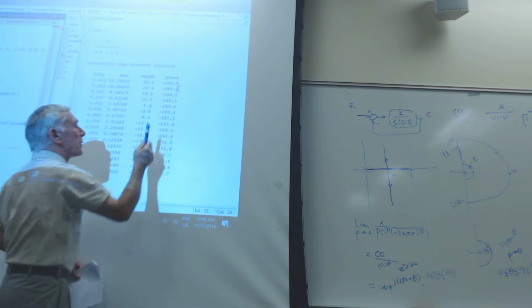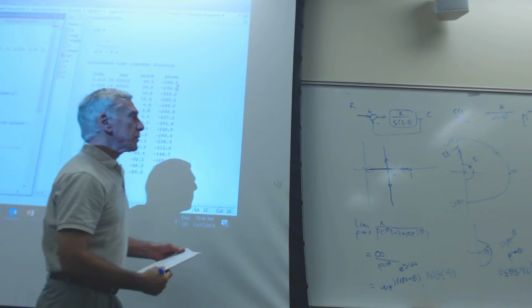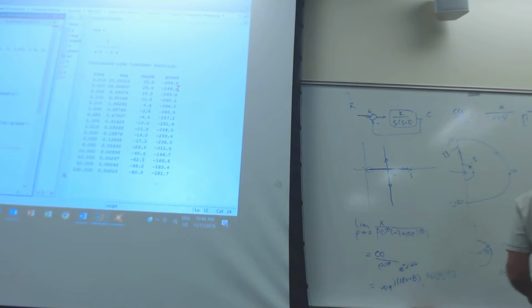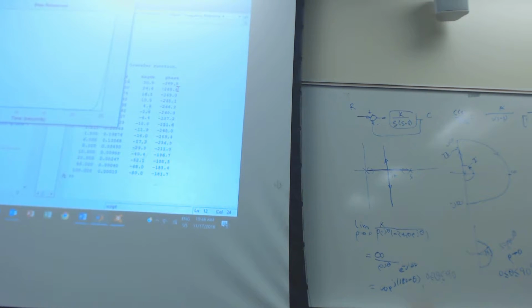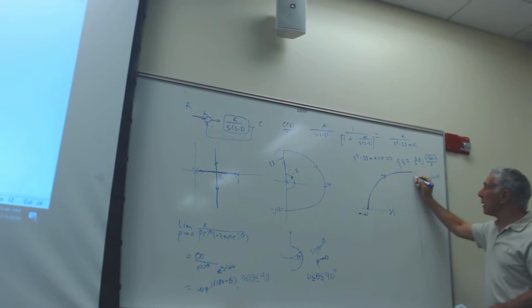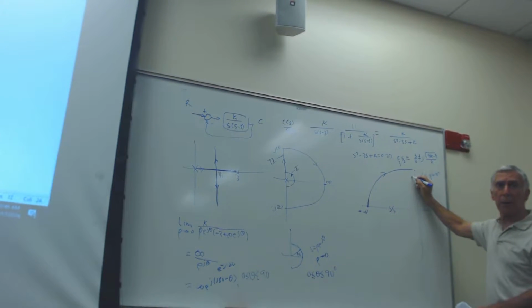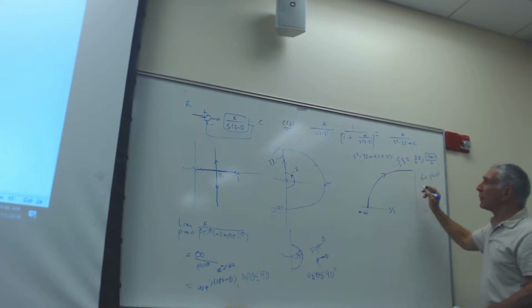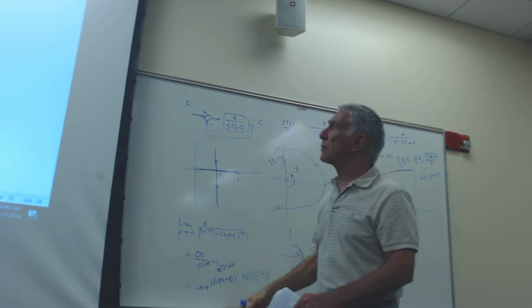And the phase is minus 269, right? So minus 269 would be all the way around here. It's a point basically up in this region here. And then you take more points.